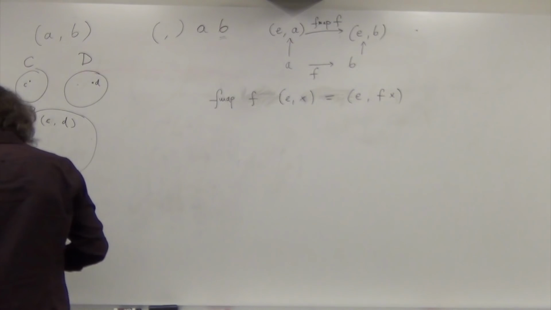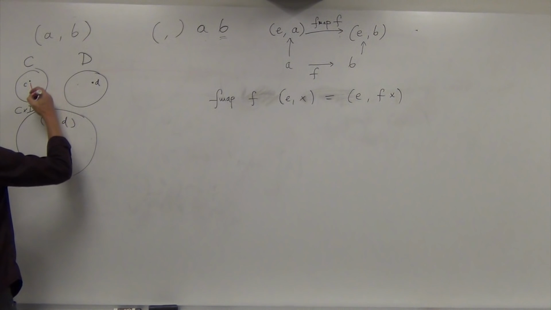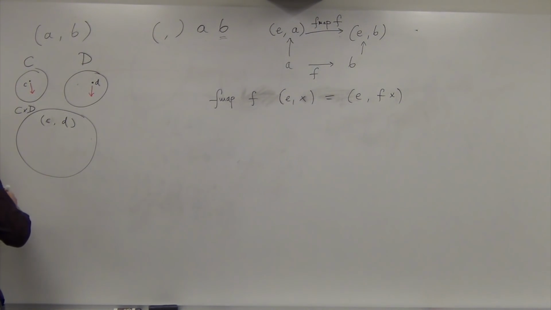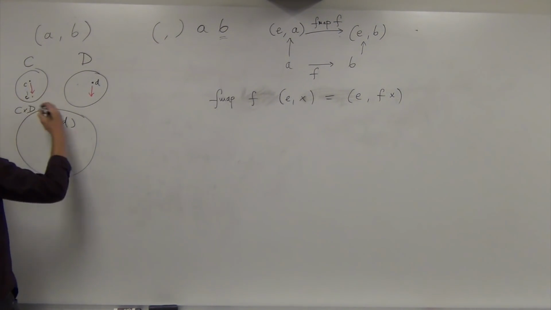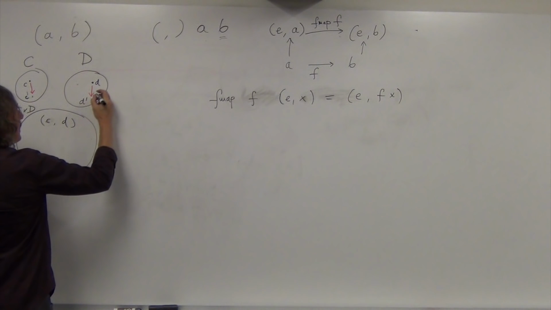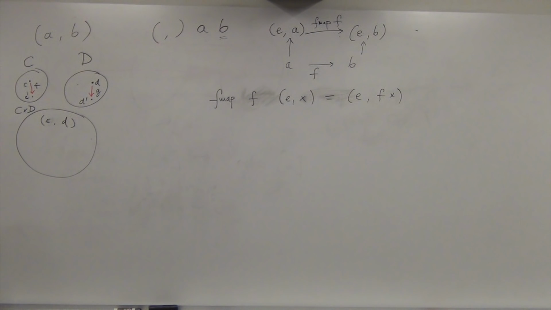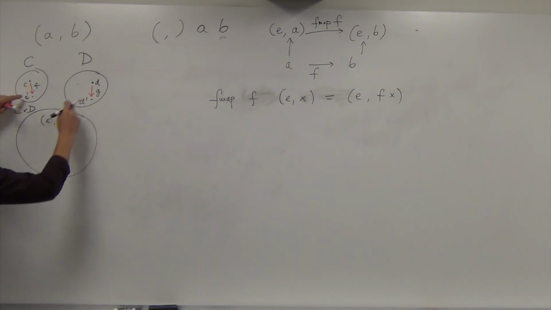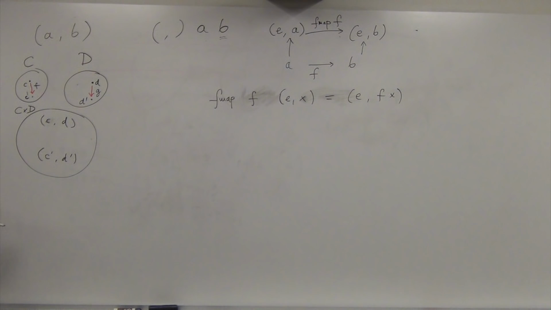Morphisms, right? So if I have a morphism here and a morphism here, let's call the objects C prime and D prime. And I have F and G, right? So objects C prime and D prime form a pair here, C prime, D prime. So what's a morphism between these two pairs? Well, it's a pair of morphisms, right?